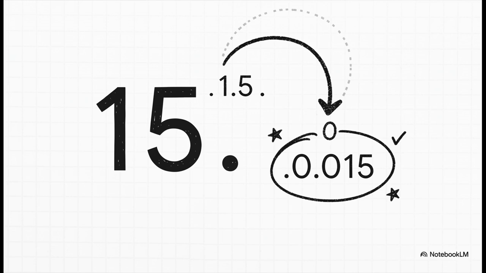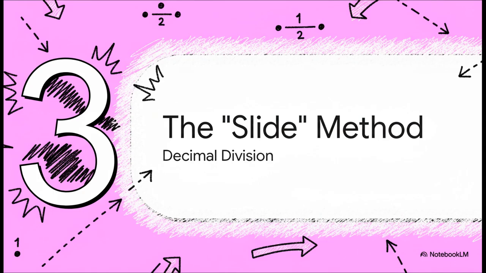We take our answer, 15, the decimal point is hiding at the end, right? And we just move it 3 places to the left, because that was our magic number. So 1, 2, whoops, we need another spot, so we add a 0, and 3. And there you have it, 0.015. You just solved it. You are crushing this.